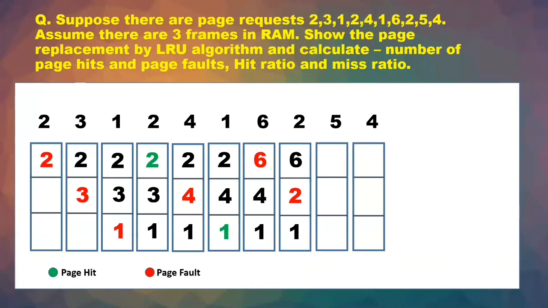Now the requested page is 5, and 5 is not present inside the RAM, so it is obviously a page fault. And between 6, 2 and 1, which is least recently used? That is 1. 1 is least recently used, so 1 is replaced by 5. Now the requested page is 4, so it is also not present inside the RAM. It is also a page fault. And between 6, 2 and 5, which is least recently used? That is 6. So 6 is replaced by 4.